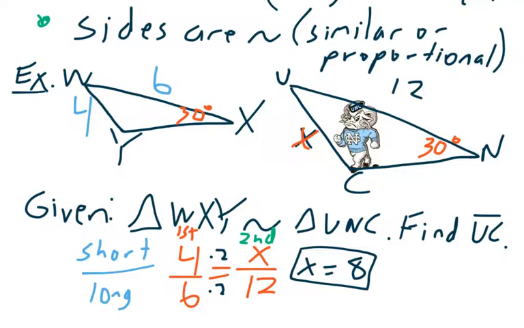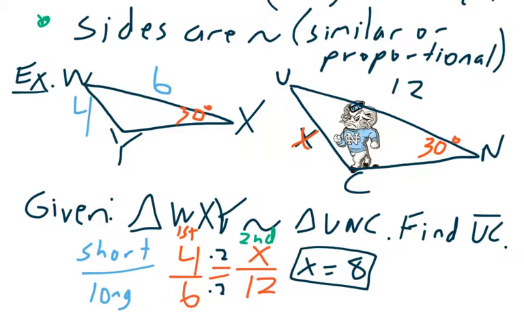But the other way you can look at it is WY is my 4, and check this out. W and Y are the first and third letters, so that corresponds to my first and third letters over there. So that's why they're both written on top. These two are corresponding. And then look at the 6 and the 12. The 6 is WX, the 12 is UN. WX is my first two letters, UN is my second two letters. So those are both corresponding to each other.